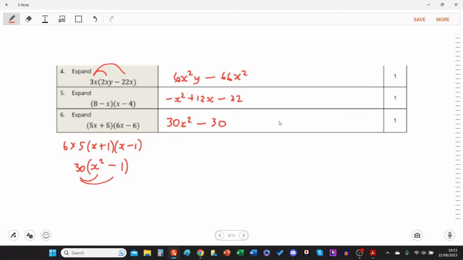Okay, so there's the end of the section. If you want to get any questions, just put them in the chat. How many did you get right? It's 1 mark. You have to get it completely, or you don't get it at all, I'm afraid.